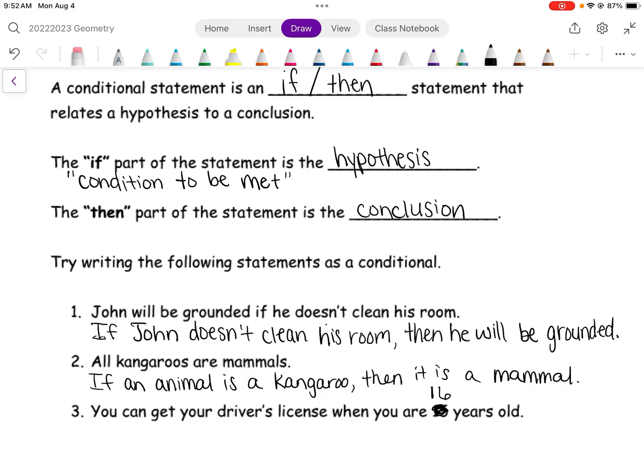All right? I did have to make a little correction on number 3. For some reason it said you can get your driver's license when you're 15 years old. We all know that's 16, so we can change it if you want it to be correct. Maybe try this one. I want you to pause. Just take this sentence, don't change the meaning, but put it in if-then form. Once you have that done, it should look like this. If you are 16 years old, then you can get your driver's license.